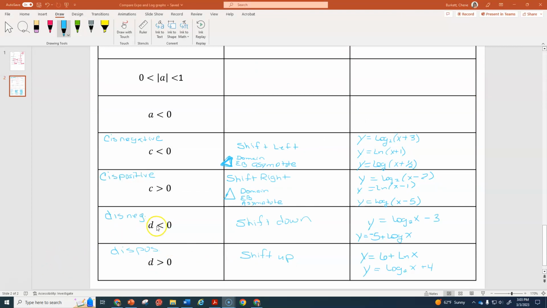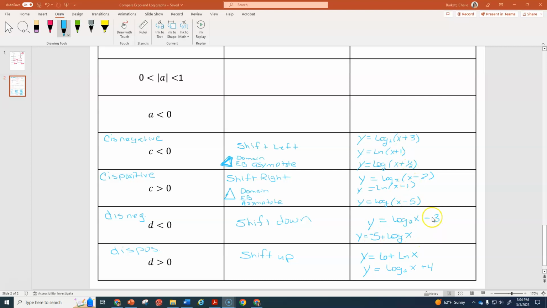All right, this one reads D is less than 0, but what that means is that D is negative. If D is negative, it's going to shift down. I will remind you, the same thing happened with exponentials. Sometimes they put the D value in front of the log. It does not have to be written at the end. It can be written at the beginning like it is right here.